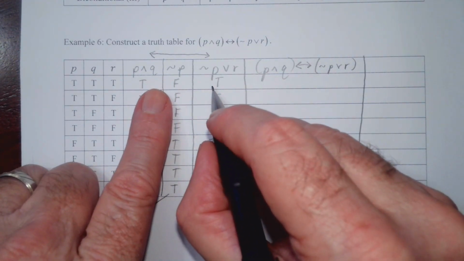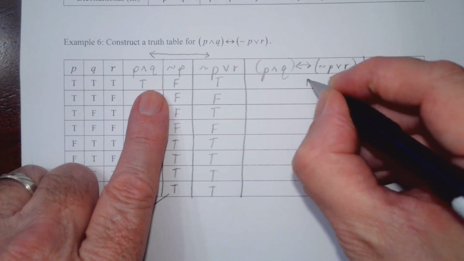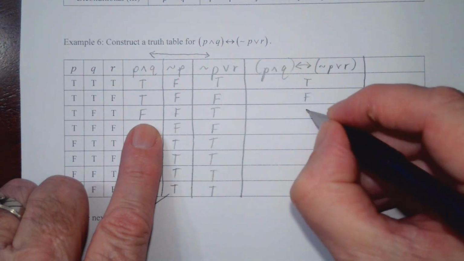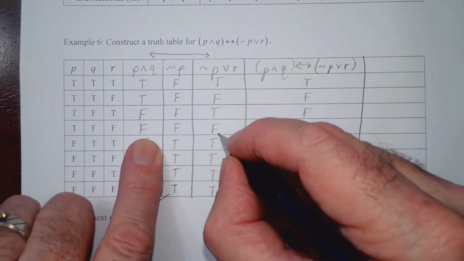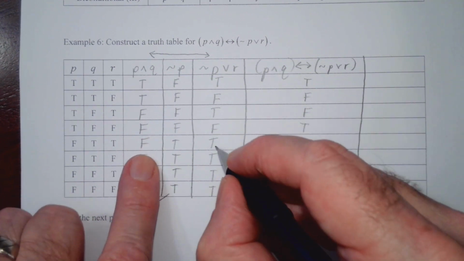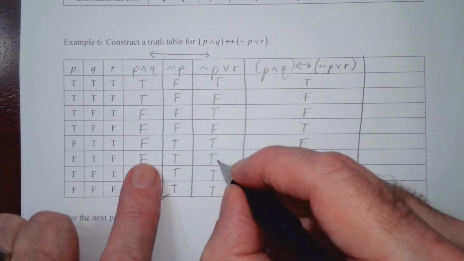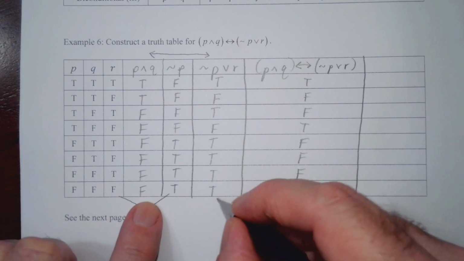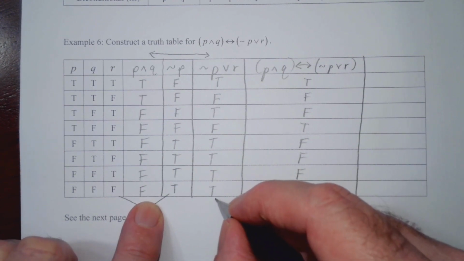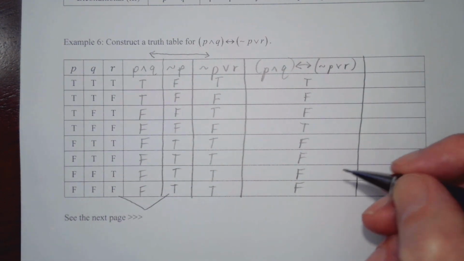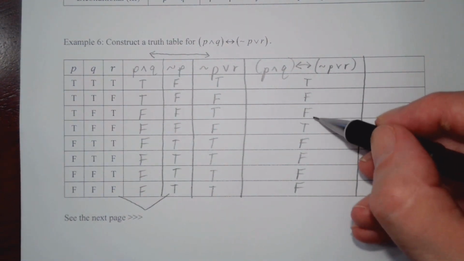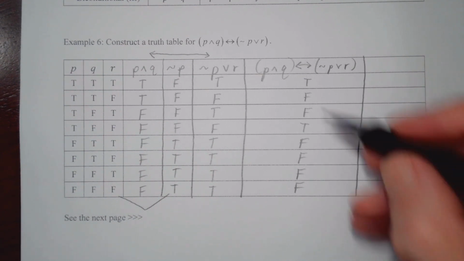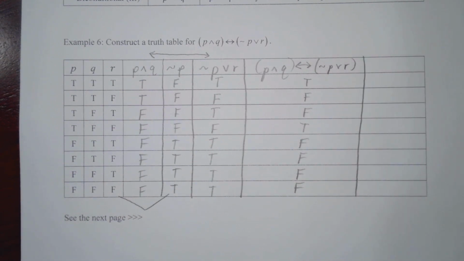So if they're both true or both false, it'll be true. Here we have true, true, true, false, so that's false. False, true, that's false. Here we have false, false, they're both the same, so this is true. Here we have false, true, so that's false. False, true, that's also false. False, true, that's false. And false, true is false. So let me just double check here. All right, so this is our final answer here, and that's how you would do that.